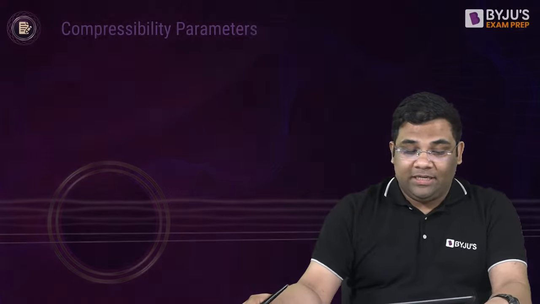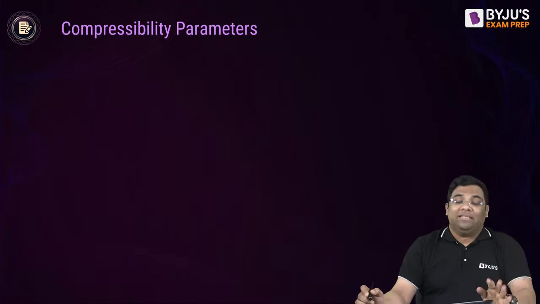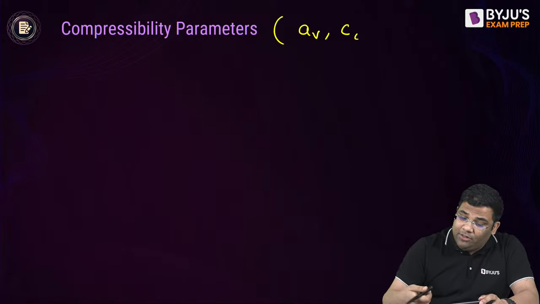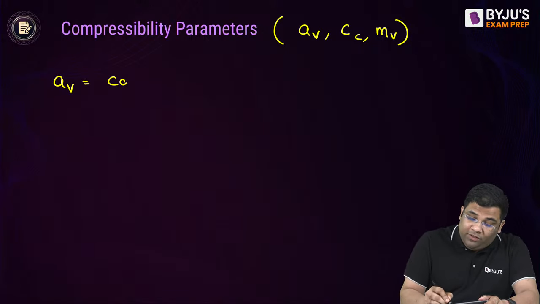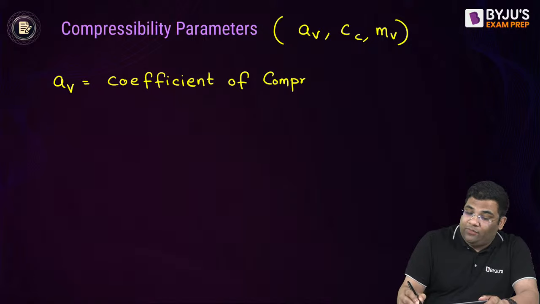So we'll first start with consolidation. In consolidation, first of all we'll see compressibility parameters. There are 3 compressibility parameters. They are your coefficient of compressibility, AV, then your compression index, and then your coefficient of volume compressibility. Now what is your AV? This is your coefficient of compressibility. These 3 coefficients are very important.